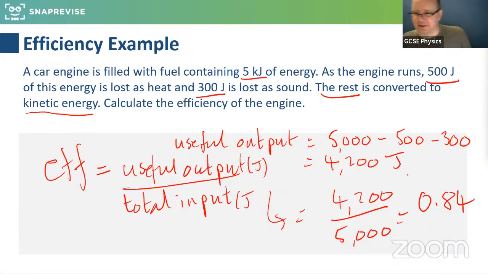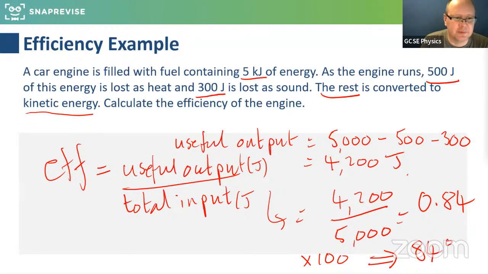And in many questions on efficiency, that would be fine for your answer. If you want to turn it into a percentage, then we multiply it by 100, and that's going to give us 84%. So that is a remarkably efficient car engine, to be honest. I believe that most petrol car engines are much lower efficiency than that. They're down in the 20s and 30s.